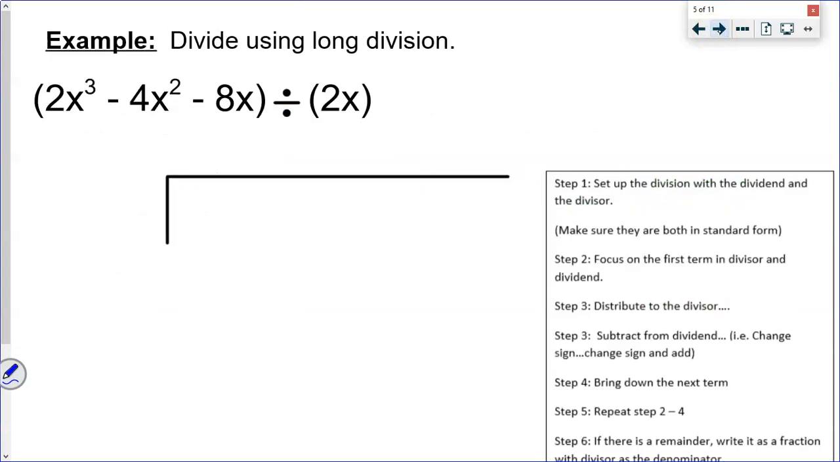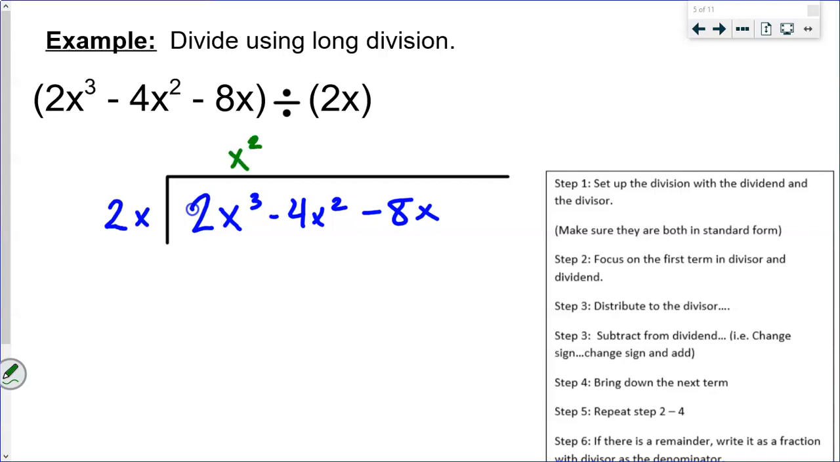So now we're going to do a problem together, okay? So we're going to divide the 2x to the third minus 4x squared minus 8x by 2x. So once again, we have to ask ourselves the question, what do we have to multiply by 2x to get 2x to the third? Hopefully you can see we got to multiply it by x to the second. So when I multiply 2x by x to the second, I get 2x to the third. Remember, we're going to subtract that, right? So that gives me 0. Then we're going to bring down our next term. So that's going to give us minus 4x squared.